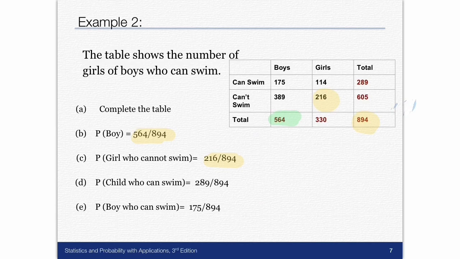D, a child who can swim. So here are my children who can swim. And the total there is 289 out of the table total 894. Again, convert this to a decimal. I didn't do it on the slide, but convert to a decimal, round it to 3 decimal places. On E, a boy who can swim. So I look in the boy column, and the can swim is just this part right here. So it's 175 out of 894. And then whatever decimal that gives me, that is my answer.